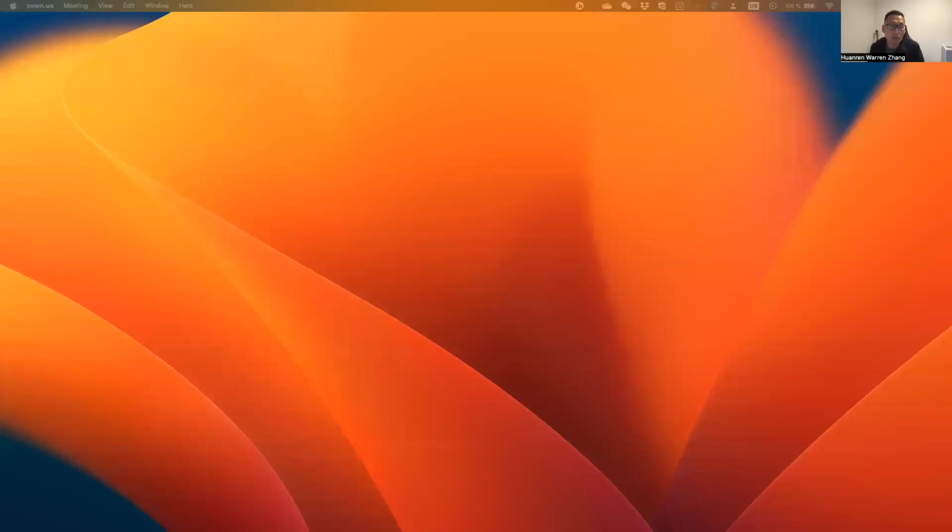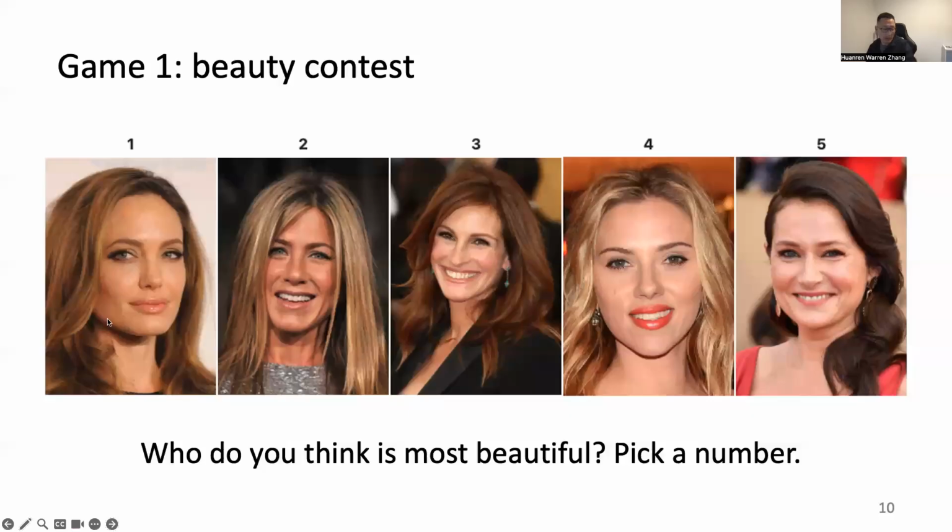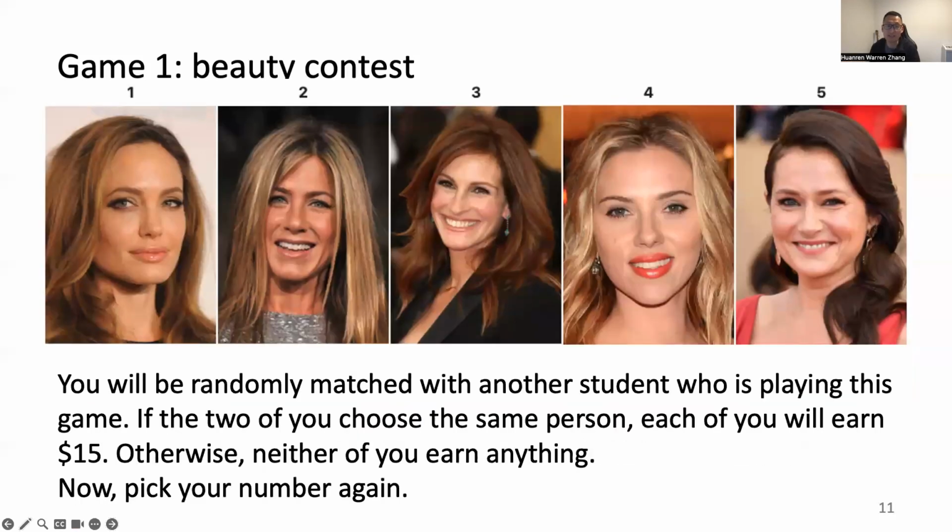So what we'll do today, just first review the first three tasks that we have completed for yesterday's experiment. Right? So just recall the three tasks. The first one is the so-called beauty contest. And you complete this task twice. The first one is just your personal preferences. And the second one is that you are incentivized. You will try to match the preference or the choice of another participant in the same classroom.